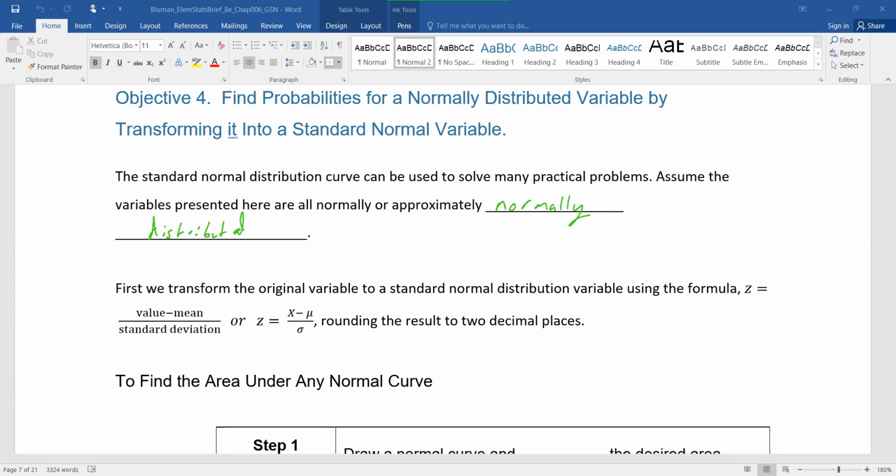All right. First, we transform the original variable to a standard normal distribution variable by using this formula. The value, whatever your sample is, minus the mean divided by the standard deviation. It has it in words here and has it with the notation here, rounding the results to 2 decimal places.